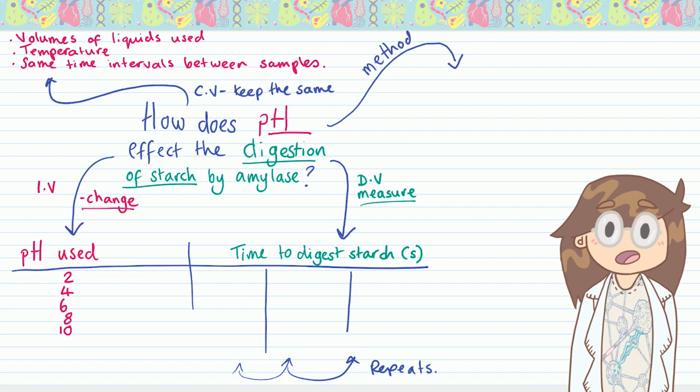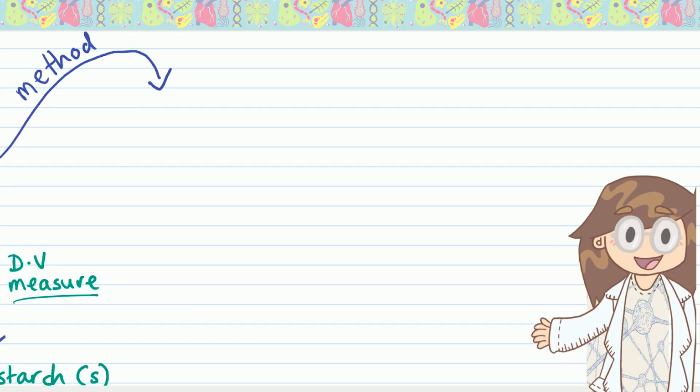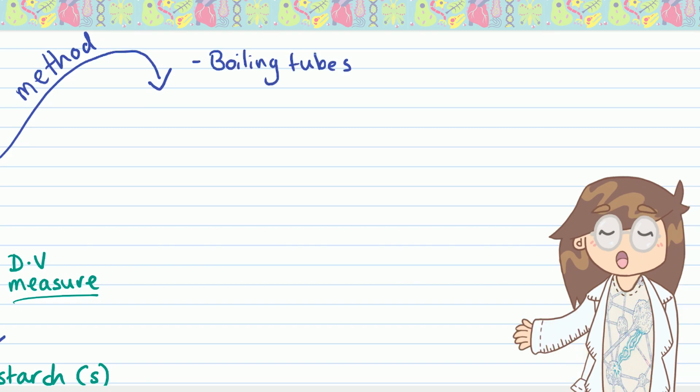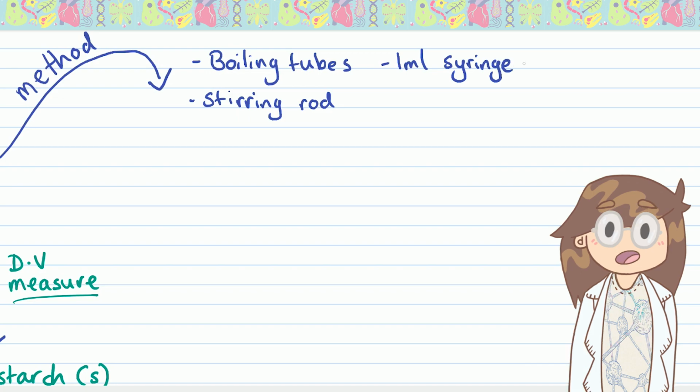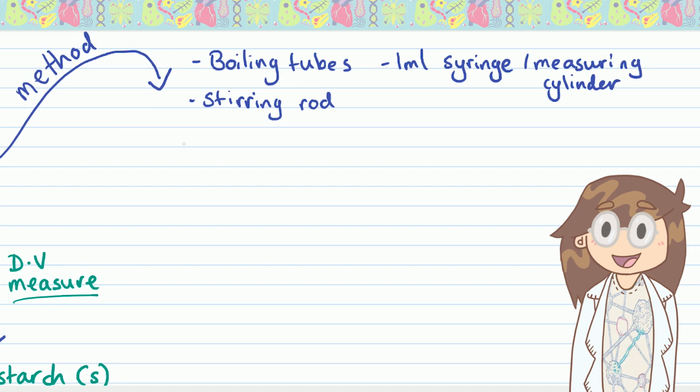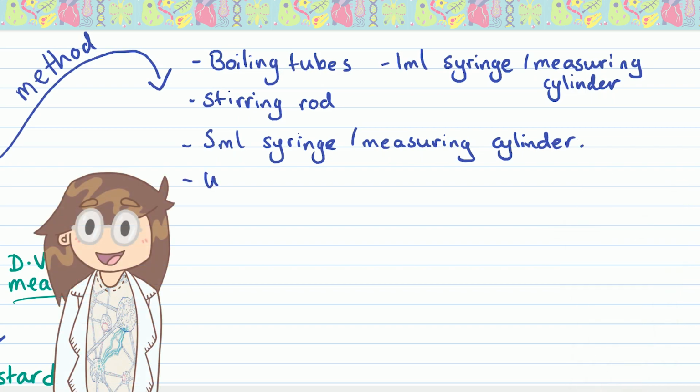Then let's have a look at what we'd have to do in terms of a method. Some exams will ask for an equipment list. I've kept this one as simple as I can. You're going to need boiling tubes, you need a stirring rod, you're going to need a 1 ml syringe or a small measuring cylinder, you're going to need a 5 ml syringe and another small measuring cylinder. You're going to need access to a water bath, so this could be an electronic one or one that you set up yourself using kettle water or using a Bunsen. And then this needs to be set to optimum temperature for whatever enzyme you're using.